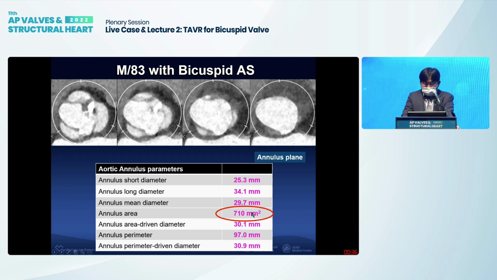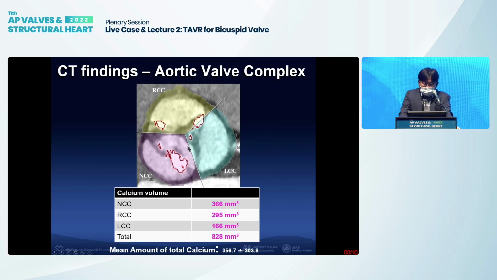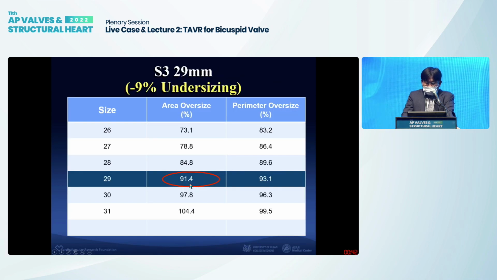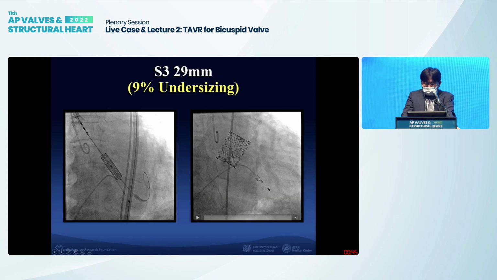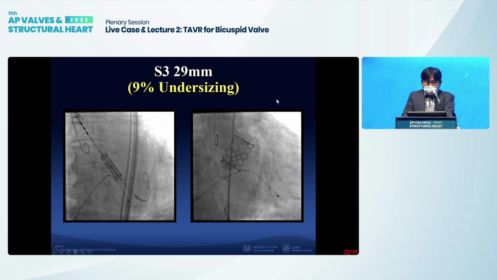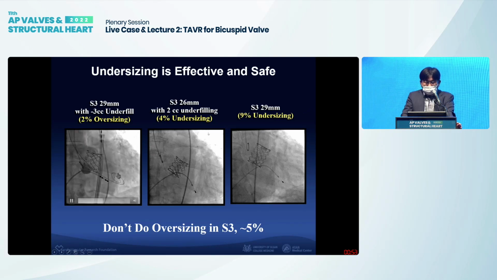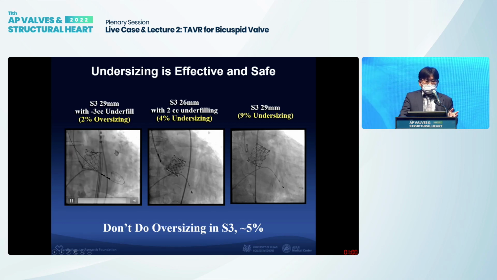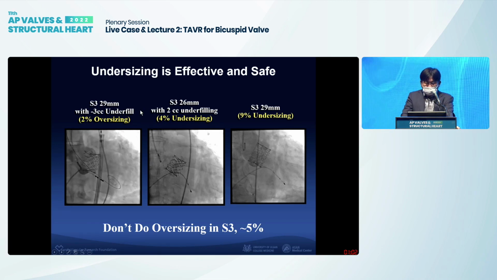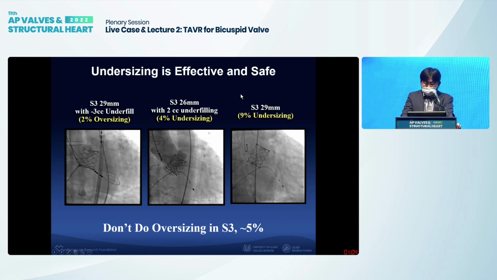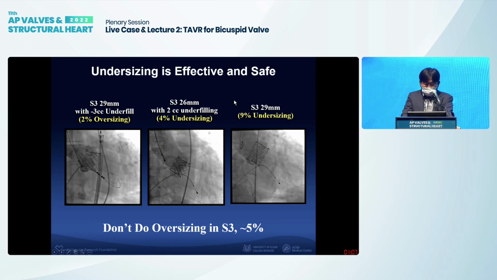Another case: 83-year-old, 710 square millimeter, a very big annulus. Calcification is 800, with 9% undersizing, yet an acceptable range of PVL and no risk of annulus rupture. So in calcified bicuspid aortic valve disease, particularly when calcification is very severe, nominal sizing or initial undersizing of the balloon expandable device would be safe and very effective.